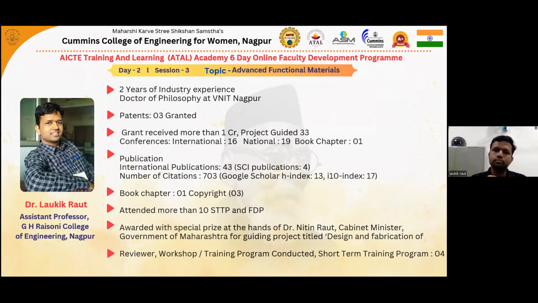He has three patents to his name. He has received more than 1 crore of grant for various projects. He has guided more than 33 projects for MTech and BTech students. Dr. Laukik Raut has a very good citation record for his publications, and two of his papers have more than 700 citations in less than 2 years. So we can understand how important his PhD work is based on the citations. He has attended and published papers in more than 16 international and 19 national conferences.